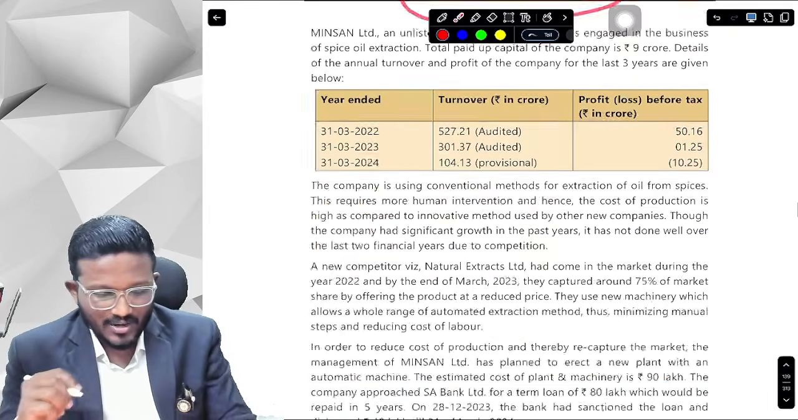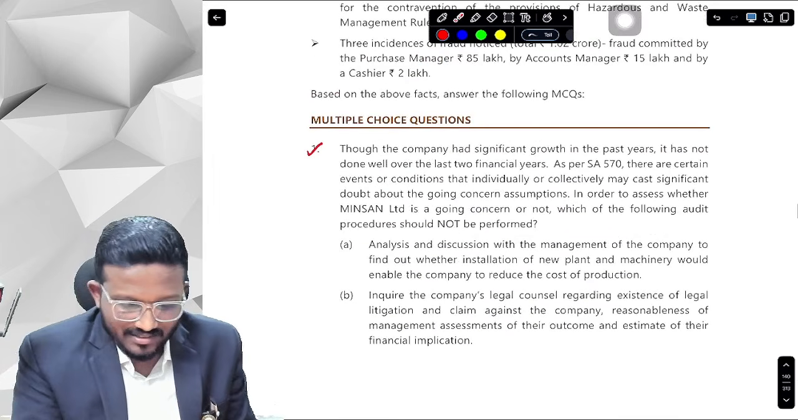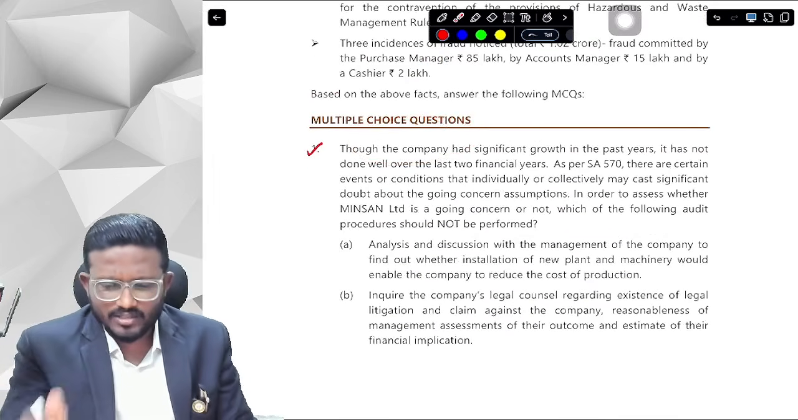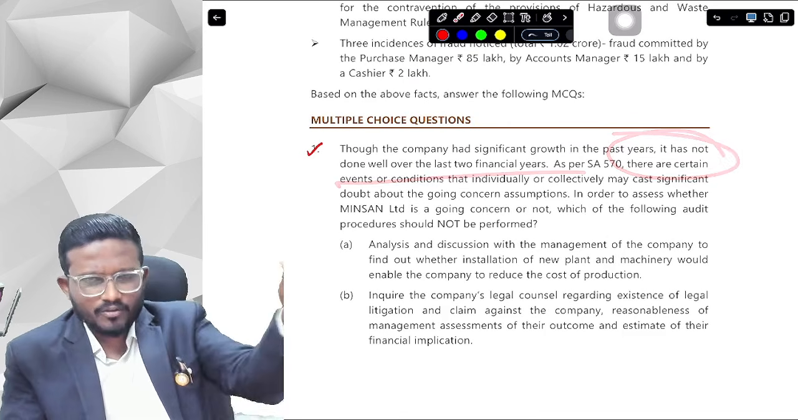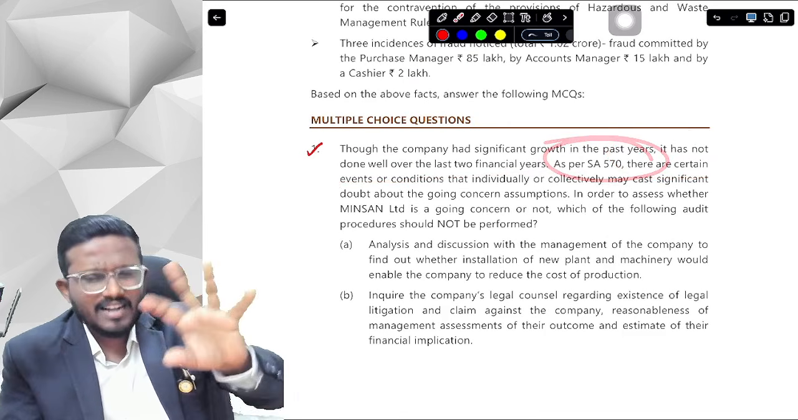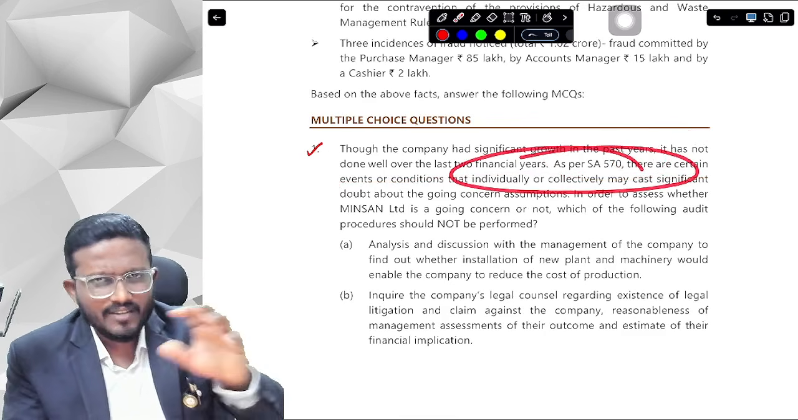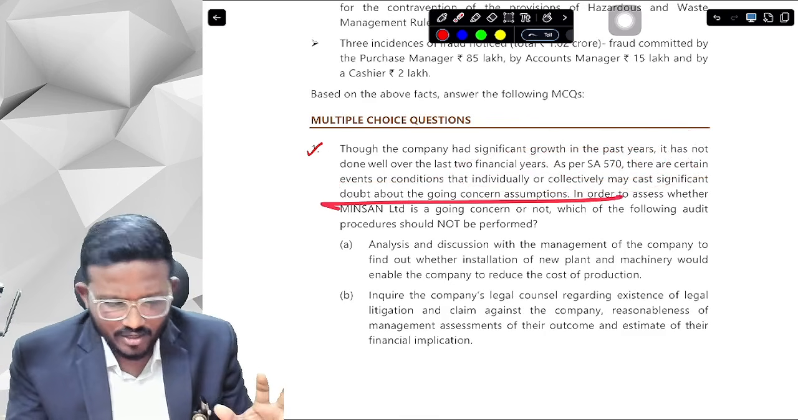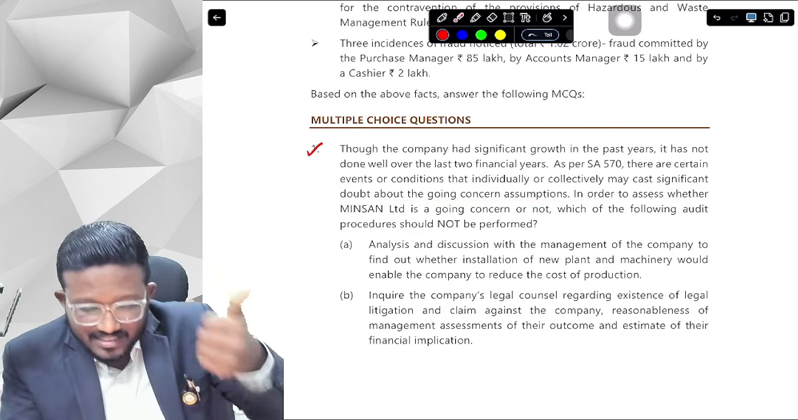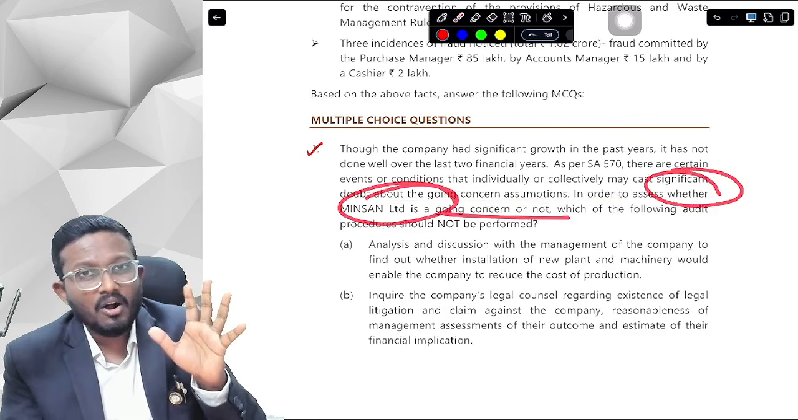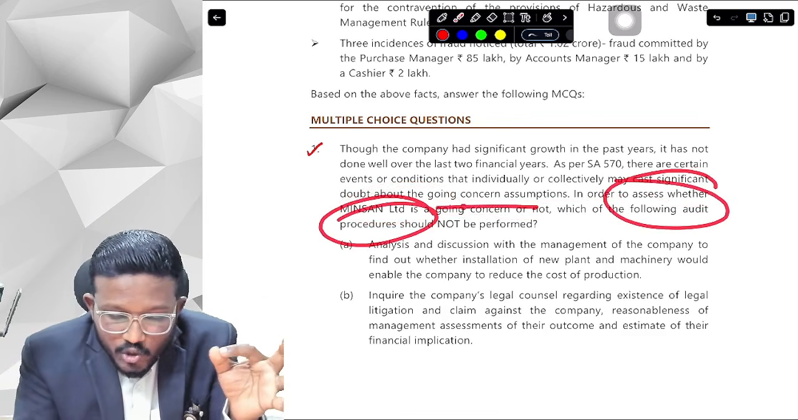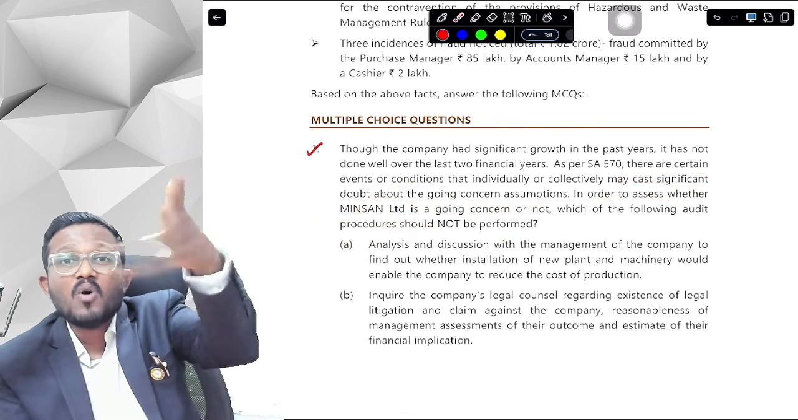Let's do case scenario number 26. What does it say, sir? It says that though the company had significant growth in the past year, it has not done well in the last 2 financial years. Now as per SA 570, there are certain events or conditions that individually or collectively cast significant doubt on the entity's ability to continue as a going concern. Now when we are assessing whether Minsan Limited is a going concern or not, which of the following audit procedures should not be performed?